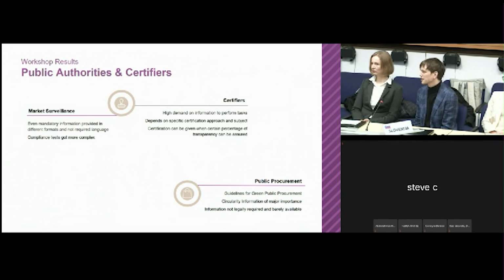And they say that also the information often have gaps. So sometimes they say even a certain percentage of supply chain transparency is enough, for example, about tier 2 data, to give a certification. And for public procurement, they have clear guidelines, such as, for example, the Green Public Procurement in Germany, in which circularity information plays a crucial role. However, as this information is not legally mandatory, it is often missing, and it's hard for them to compare products.